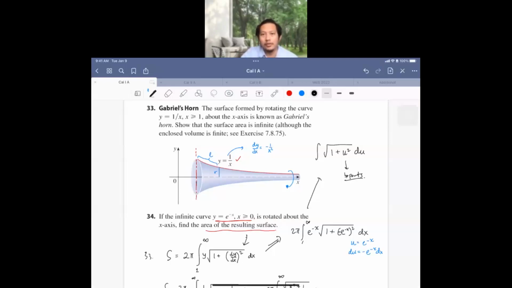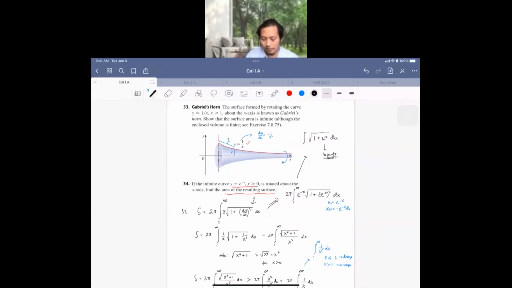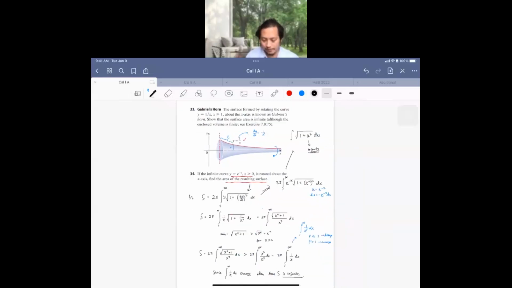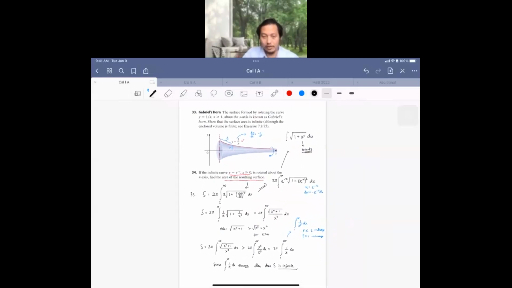Let me wait for a moment. Okay, you could check this out, the formulation for number 34. This is if you want to take notes first.